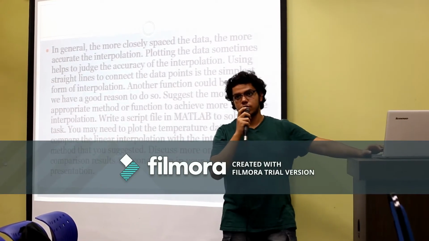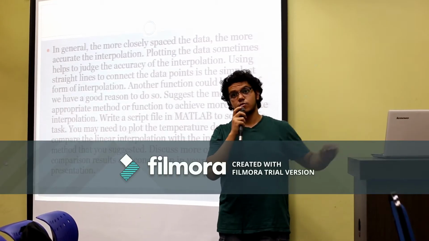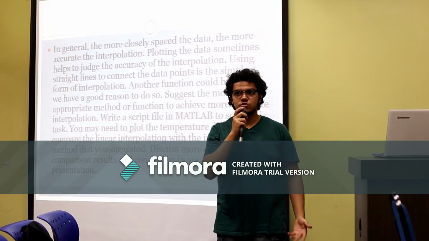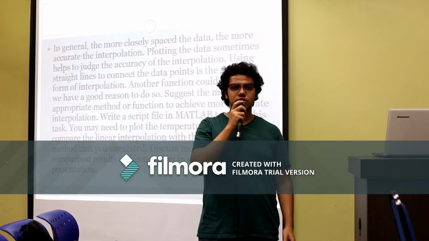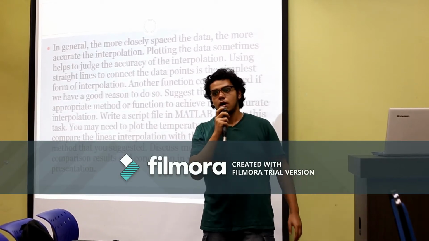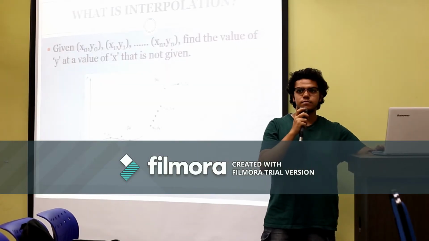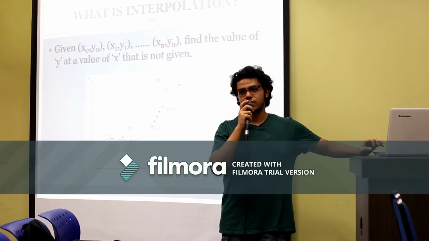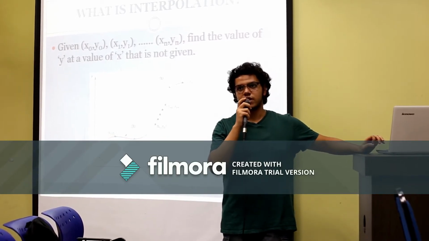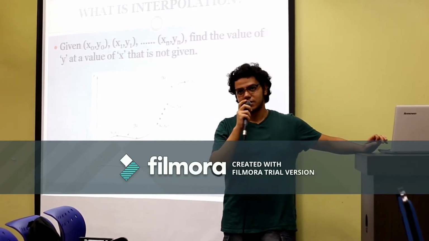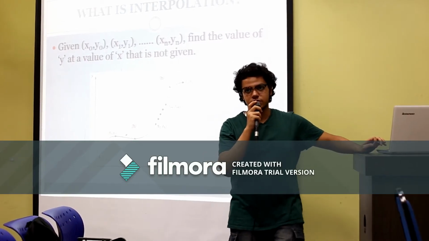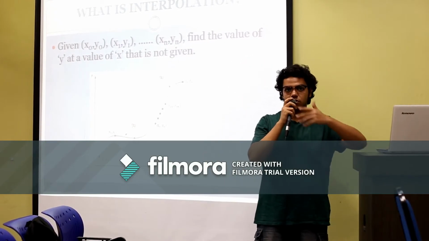In general, the more closely spaced the data is, the more accurate the interpolation will be. That's why plotting the data sometimes helps to judge the accuracy of the interpolation using straight lines to connect them. So here, given the points x0, y0, x1, y1 until xn, yn, we can find the value of y if we don't have the value of x, just by using the graph and the connected lines.